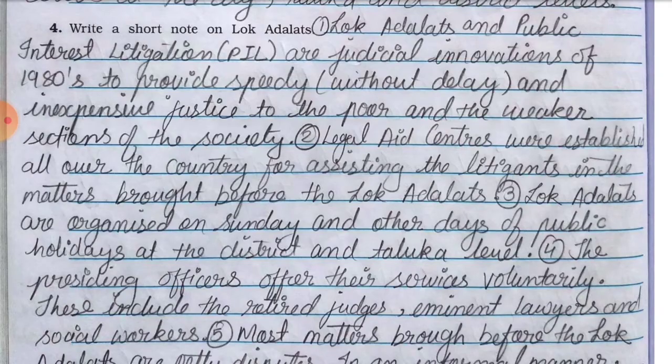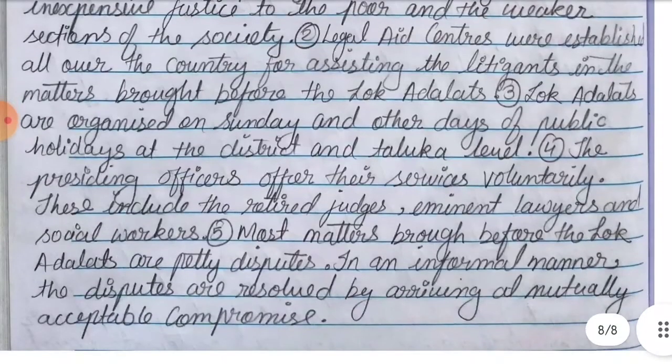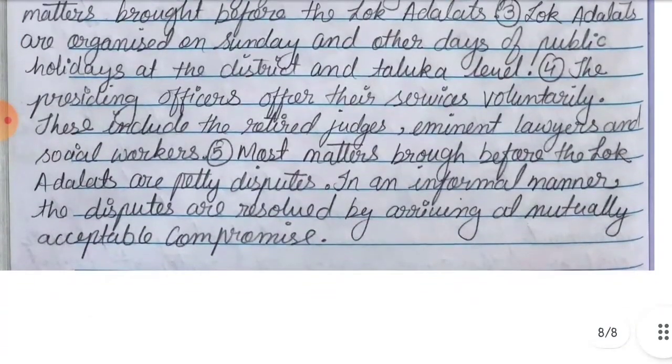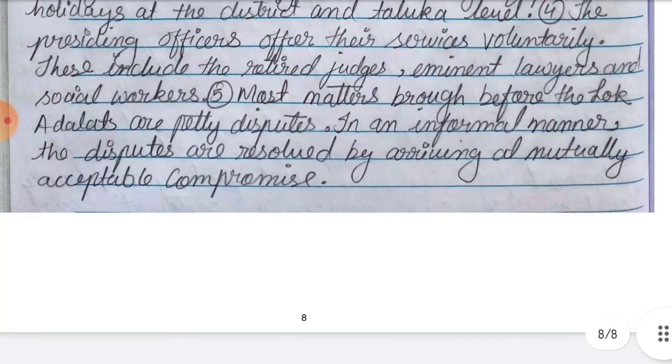Point number 3. Lok Adalats are organized on Sunday and other days of public holidays at the district and taluka level. Point number 4. The presiding officers offer their services voluntarily. These include the retired judges, eminent lawyers and social workers. Point number 5. Most matters brought before the Lok Adalat are petty disputes. In an informal manner, the disputes are resolved by arriving at mutually acceptable compromise.